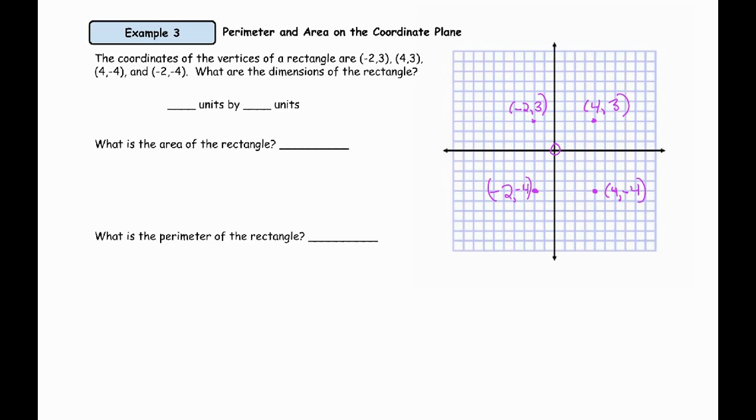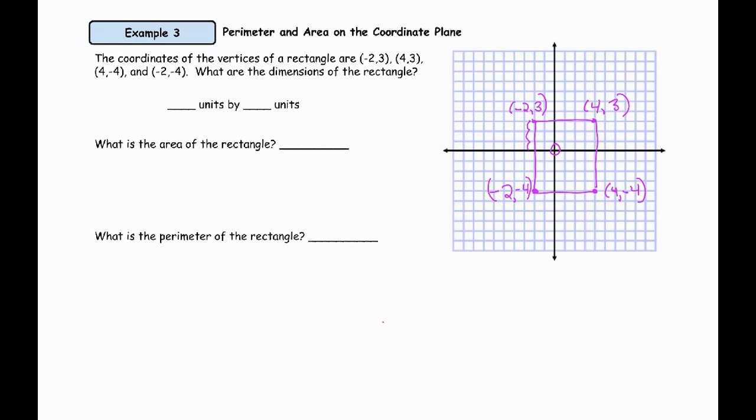Okay, so now I can go right ahead and connect my dots to make my rectangle. And as you can see, it is a rectangle because the opposite sides are the same length. And now I can figure out the lengths of each of these sides, the opposite sides, and work from there. So as we can see, we can count our units.